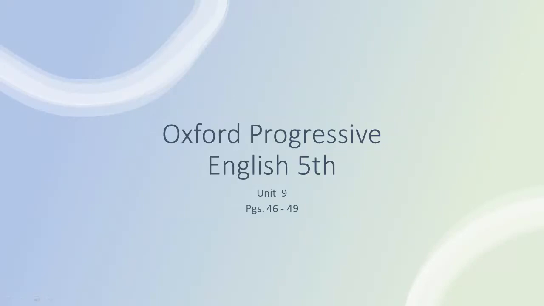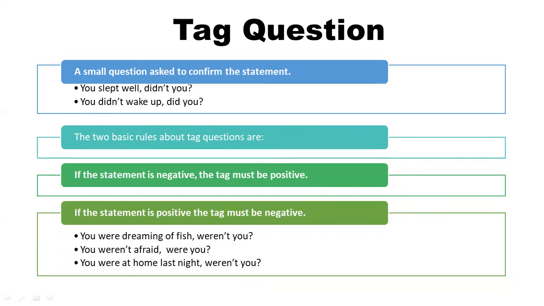Students, Oxford Progressive English Class 5, Unit 9, and the pages we are going to cover are page number 46 to page number 49. But there is good news for you. There is no homework today. We will have some fun in learning, though we will learn new things, but there would be no homework today.